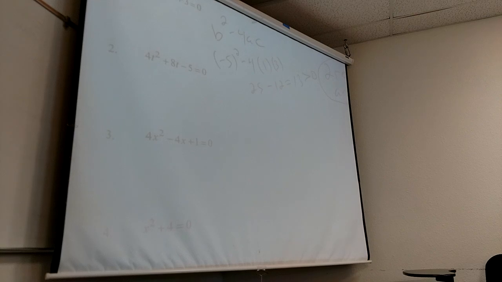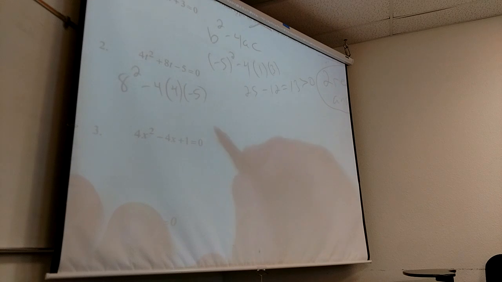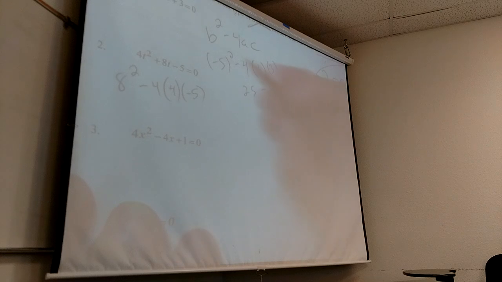So let me see here. There we go. So what's B? 8. So b squared minus 4ac, right? This one looks good because these two negatives are going to cancel. The answer to this is going to be positive. You guys see that? Doesn't matter what the number is. If I know this is positive, what do I know? There's going to be two real answers.